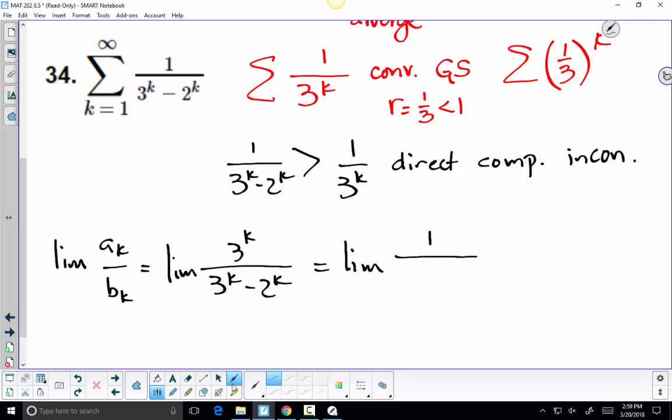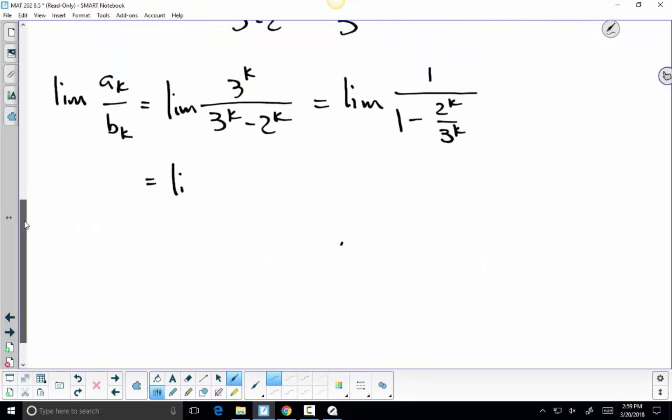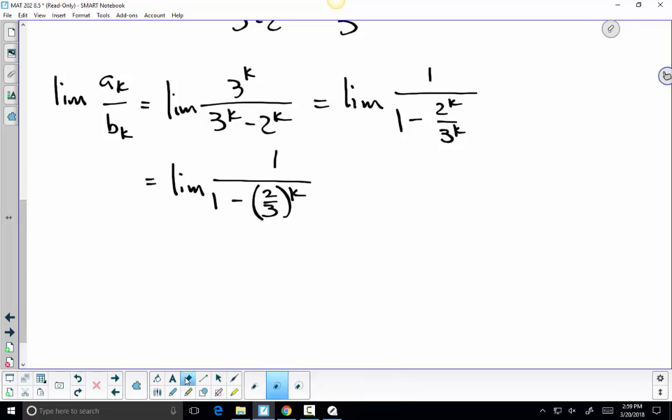So if we divide everything by 3 to the k, we get that. Divide every term by 3 to the k. 3 to the k divided by 3 to the k is 1. 3 to the k divided by 3 to the k is 1. 2 to the k divided by 3 to the k, let's check. If we rewrite that denominator term, isn't that (2/3) to the k? And what happens to just this little guy here as k goes to infinity? 0, because we have a proper fraction. 2/3 times 2/3, getting smaller. Multiply by 2/3 again, getting yet smaller. So that will go to 0, so our limit will be 1.